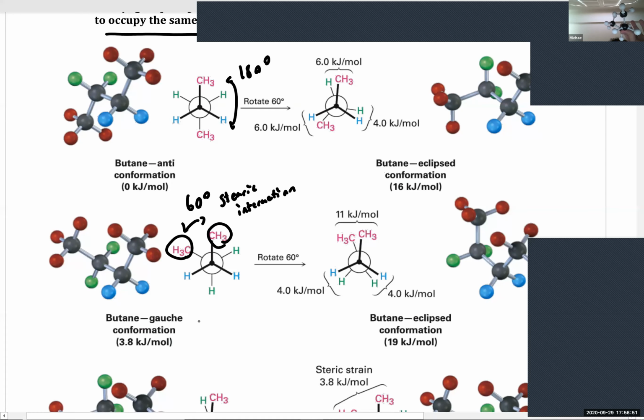This gauche interaction, a methyl-methyl gauche interaction, which occurs when these two bulky substituents are separated by 60 degrees, costs us 3.8 kilojoules per mole. So it's energetically taxing when you have bulky substituents in close proximity in space. Does that make sense to everyone?